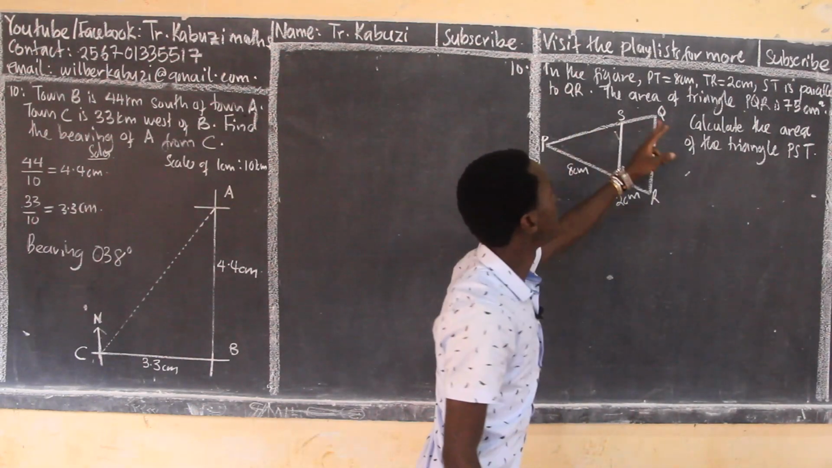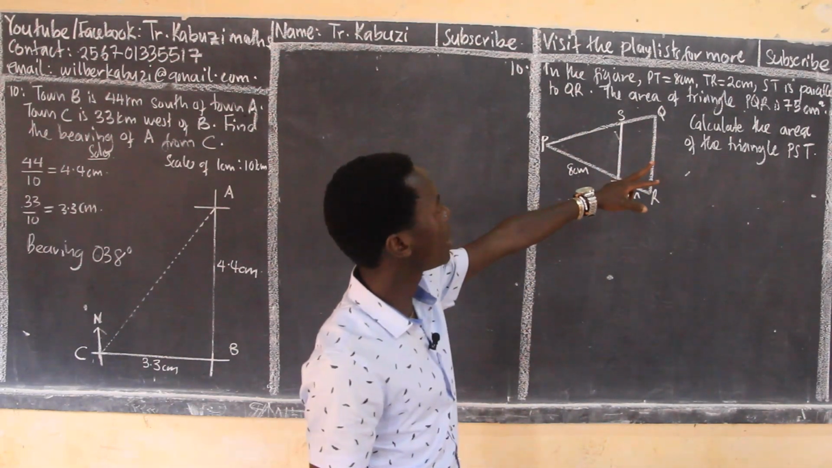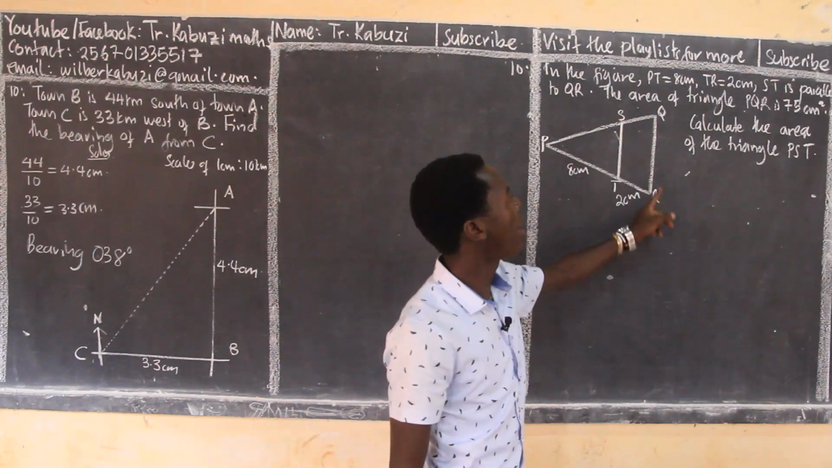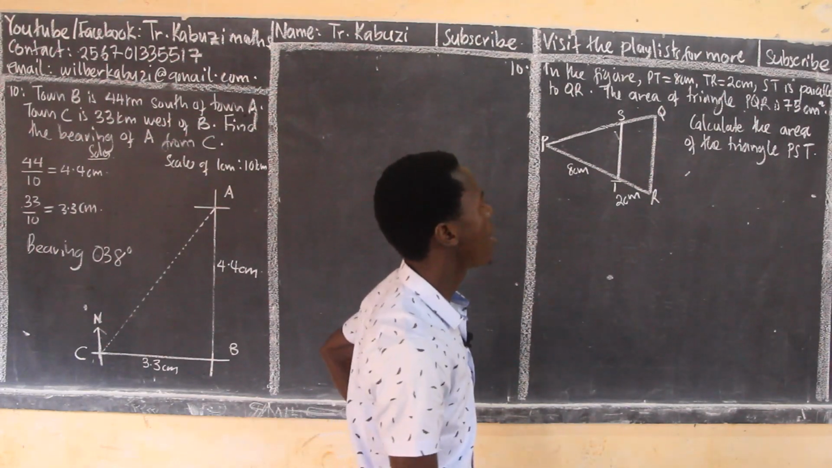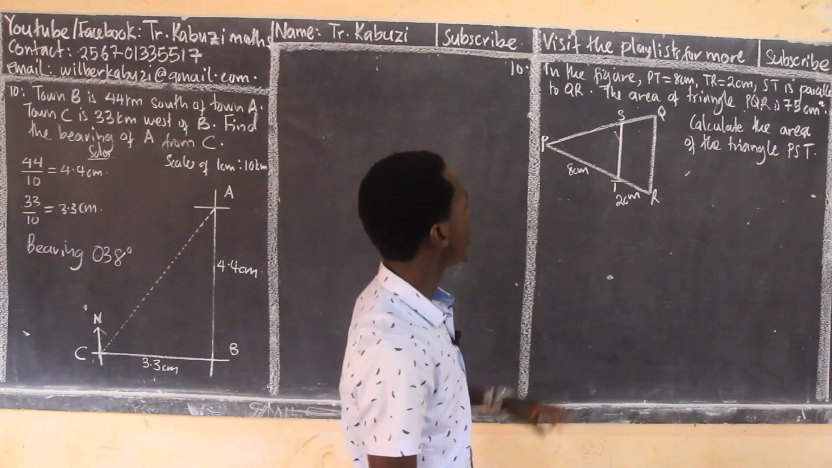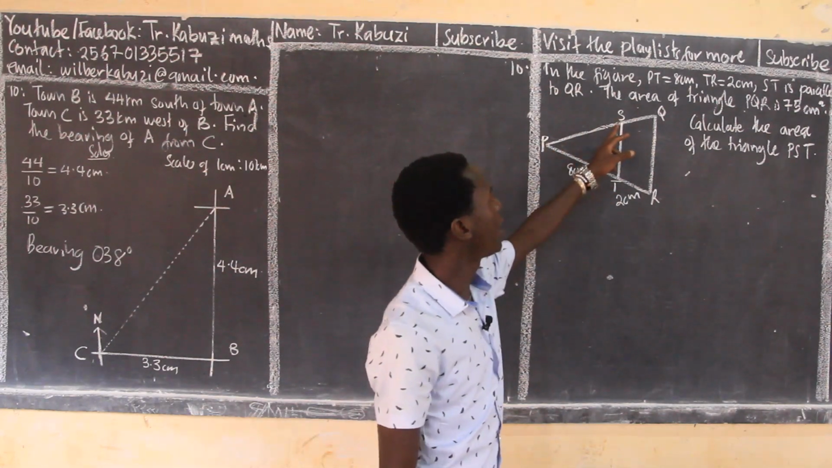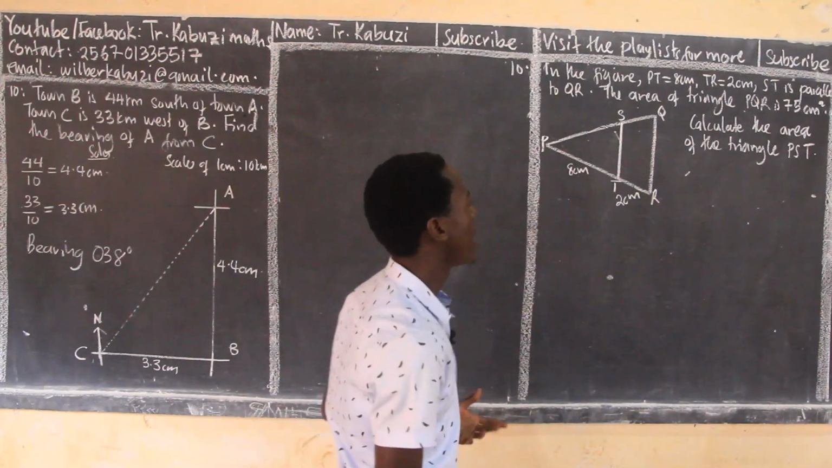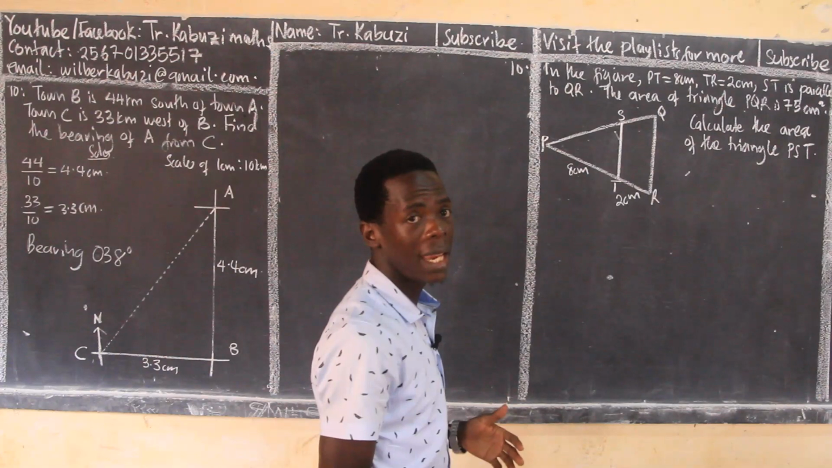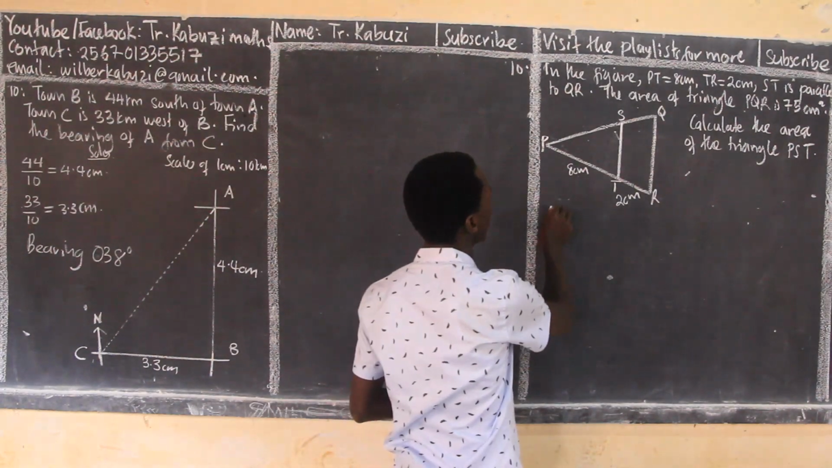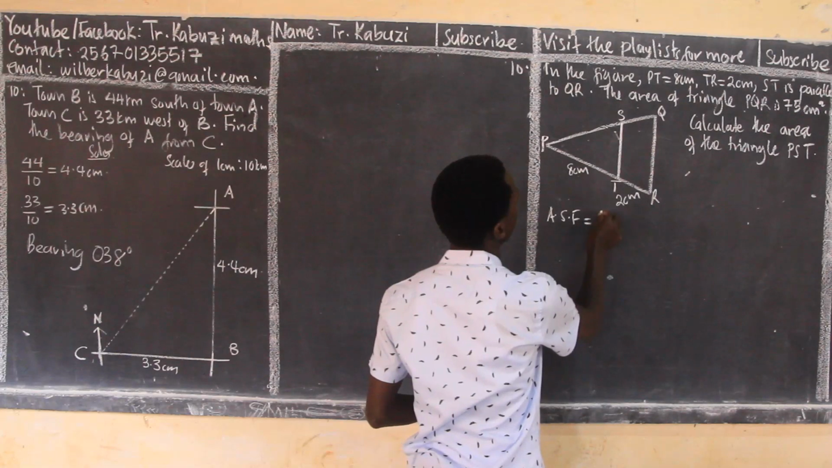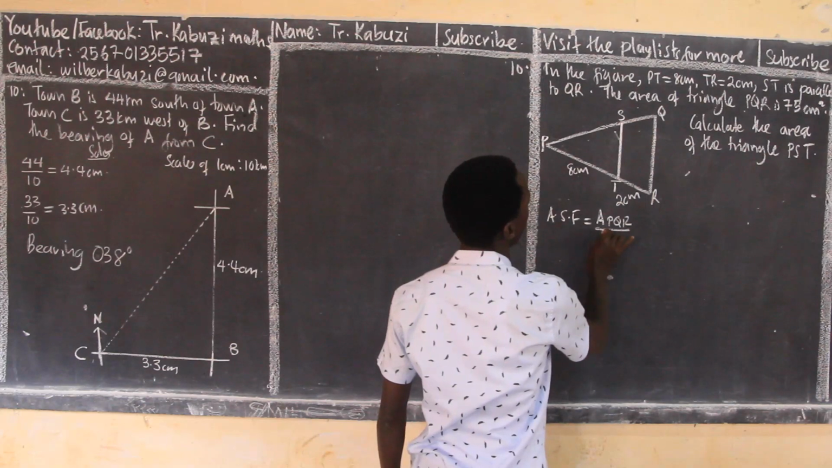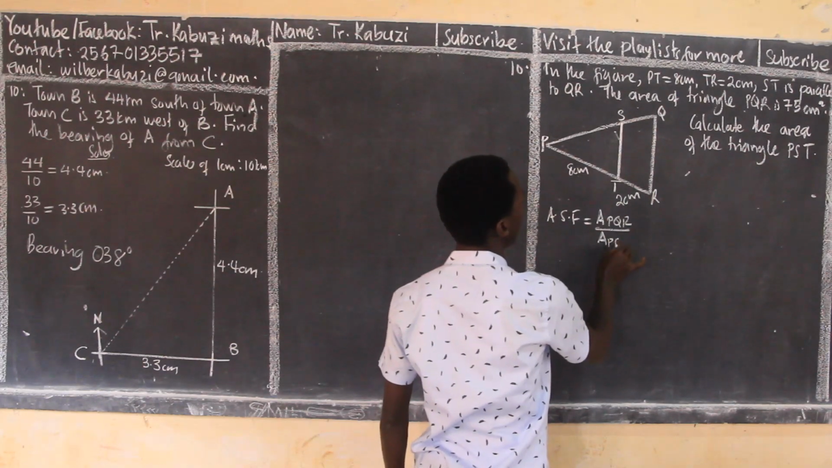So now the next number comes from similarity. It says in the figure below, PT is that, TR is that, ST is parallel to QR. The area of the triangle PST, so that PST is similar to PQR, and this one is smaller than the big one. So there is similarity. We know that if you want to get the area, we use the area scale factor. Our area scale factor will be equal to the area of the big triangle PQR over the area of the small triangle, which is PST.